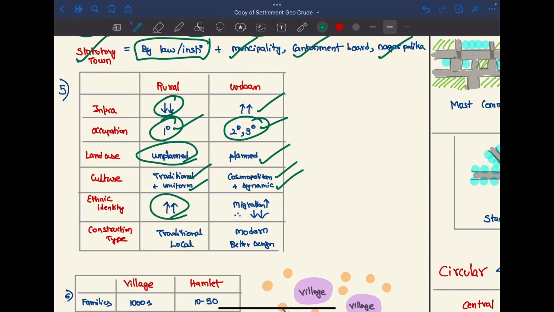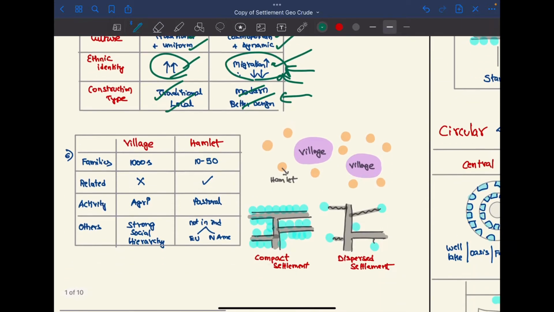High ethnic identity here, and very poor ethnic identity here because of high migration, the diversity will be high in urban areas. Here the traditional construction type with local materials is built. Here better and modern designs with better materials are used.